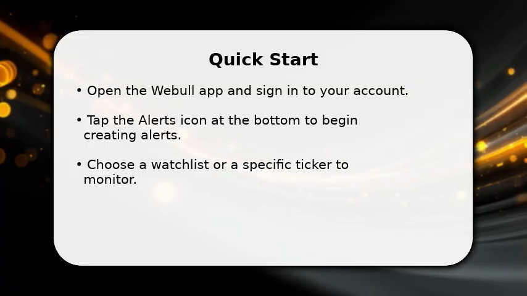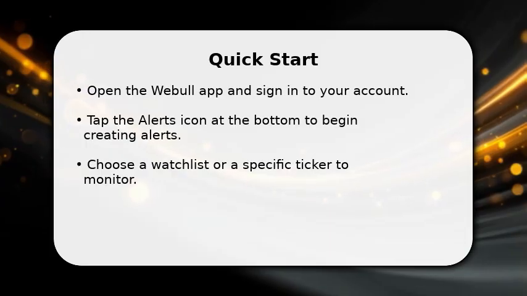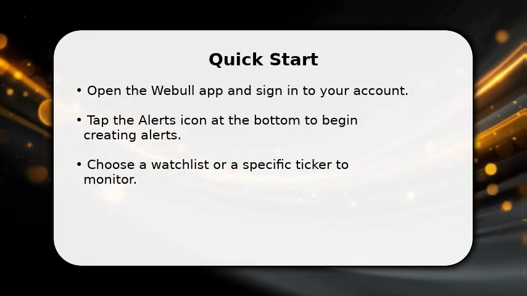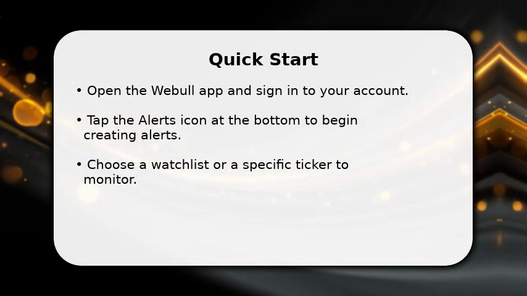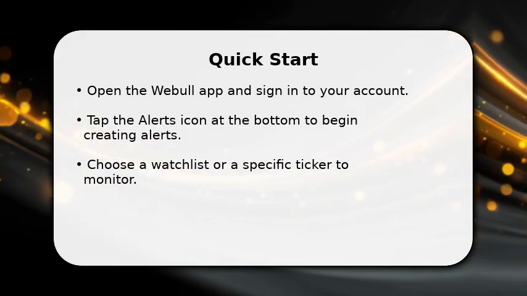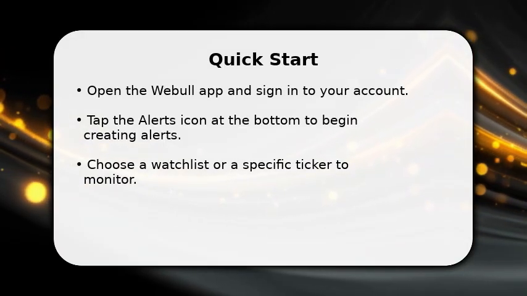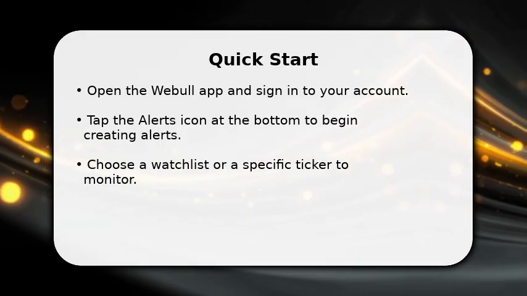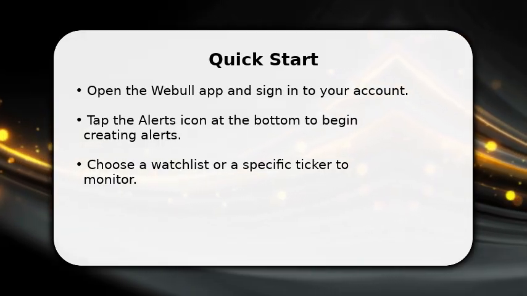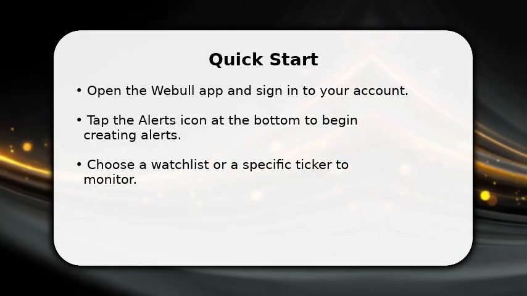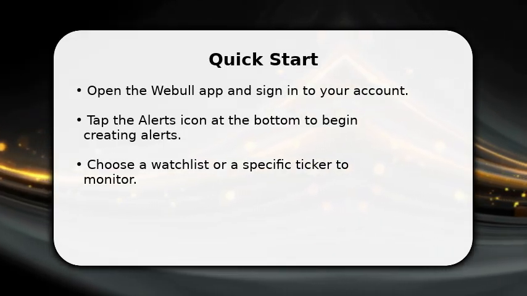In this video, I will show how to set up alerts on Webull. Open the Webull app and sign in. Tap the alerts icon, then pick a watch list or specific ticker. Decide whether you want price, percentage change, or news alerts, then enter your target value or threshold. Choose push, email, or SMS for delivery and save.